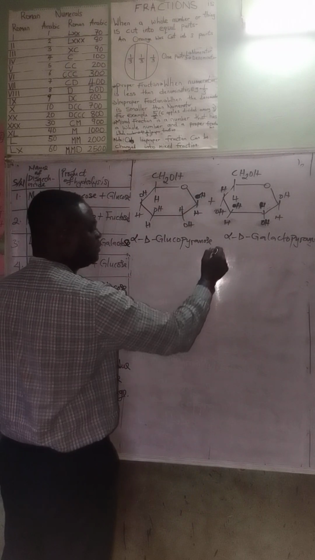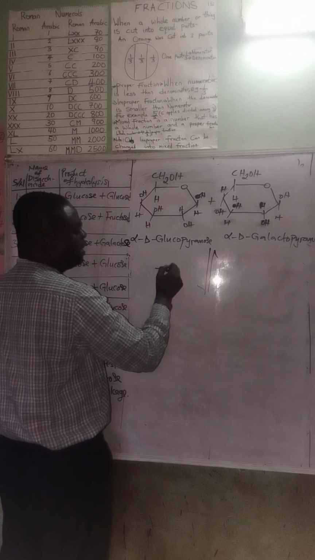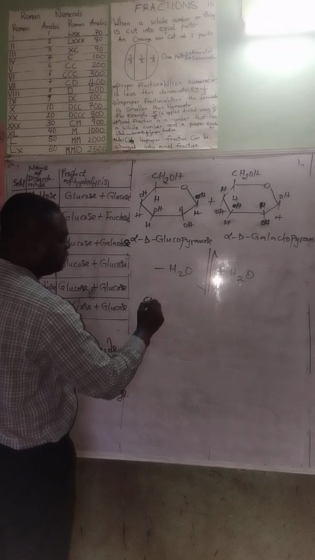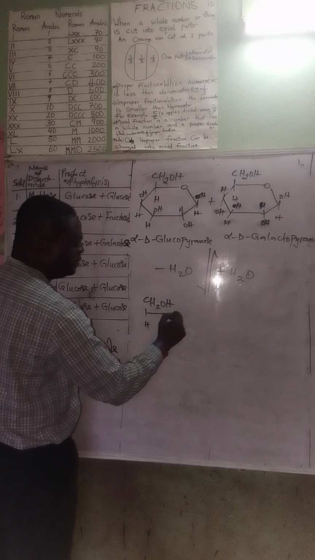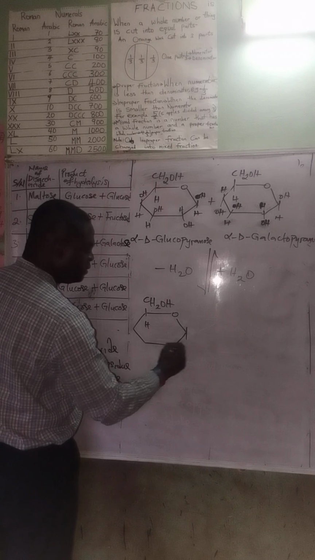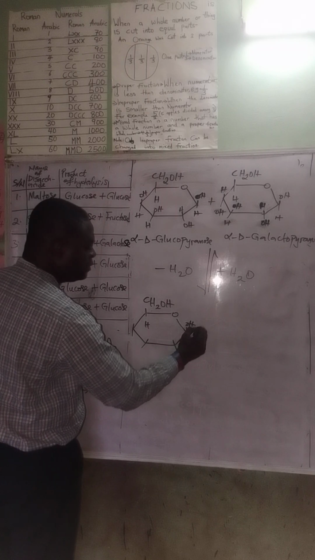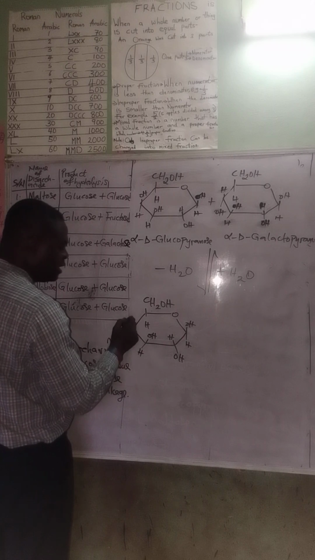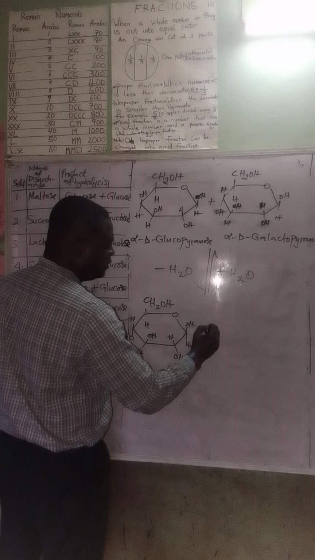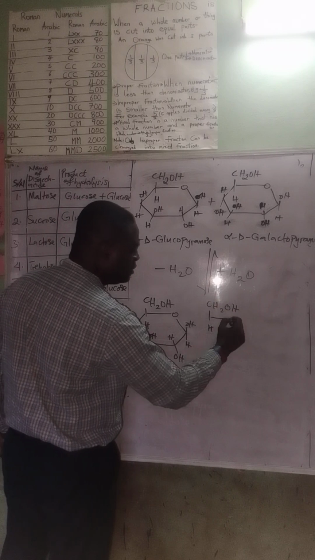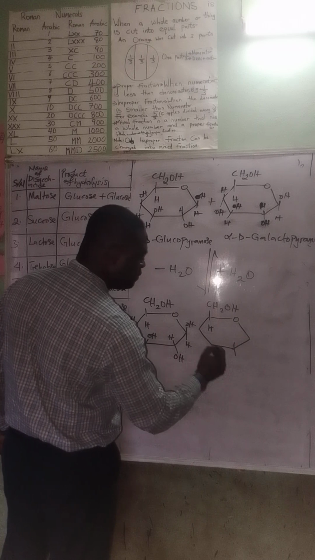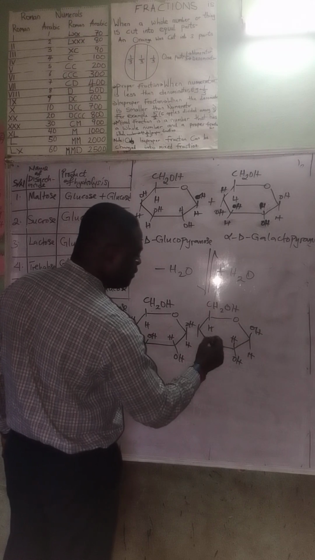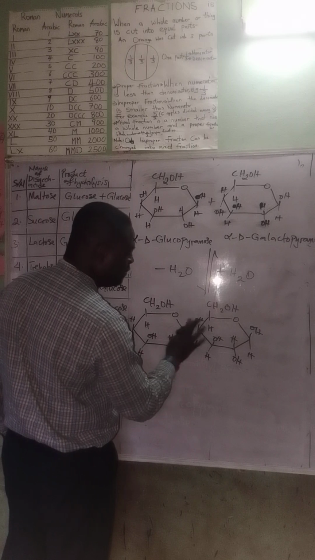So if I condense them together, minus H2O plus H2O, what do I have? I'm going to have CH2OH, then OH, H, then H, OH, OH, H, then H, OH. The other one, I have CH2OH, then H, OH, H, then H, OH, OH, H, then OH, H and OH.